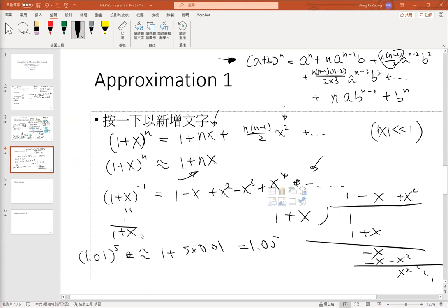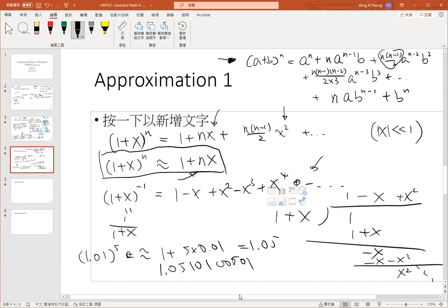The value you should get is around 1.05101. It's close enough. So remember this approximation. I will remind you again when we are going to use this approximation soon, almost in the last chapter.